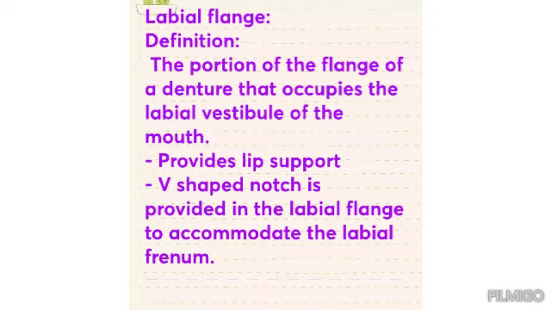The first one is the labial flange. The definition of labial flange is the portion of the flange of a denture that occupies the labial vestibule of the mouth. It provides lip support, and a V-shaped notch is provided in the labial flange to accommodate the labial frenum. This is very important. The denture occupies the labial vestibule of the mouth, that's why it's called the labial flange.